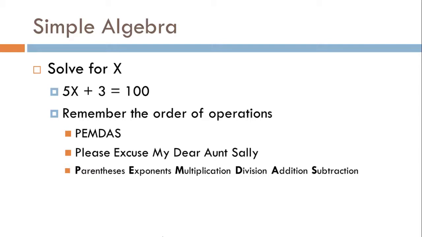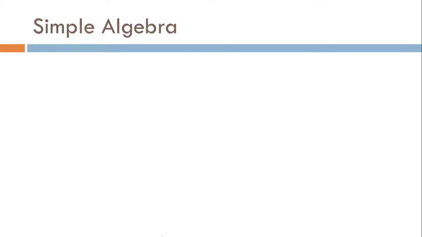I have here 5x plus 3 equals 100. Remember the order of operations. I always remembered, please excuse my dear Aunt Sally, which was parentheses, exponents, multiplication, division, addition, and subtraction. So you can see I just took the first letters of please excuse my dear Aunt Sally. You'll want to do those order of operations. If there's parentheses, you want to do those first. Exponents, do those first. You're not going to really see any exponents in pharmacy math though. But the multiplication, the division, the addition, and the subtraction, you will see all those. So let's look at the problem. 5x plus 3 equals 100.